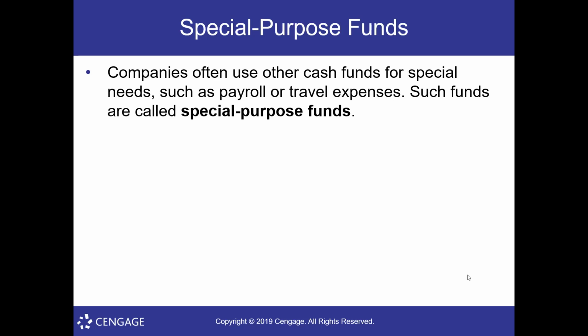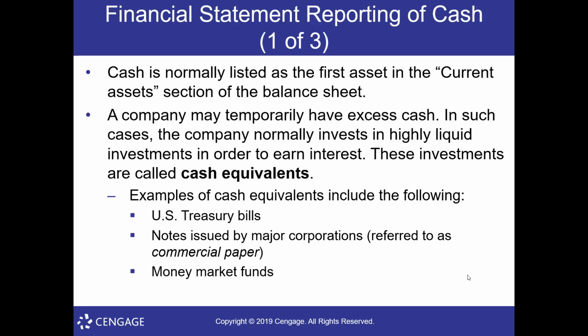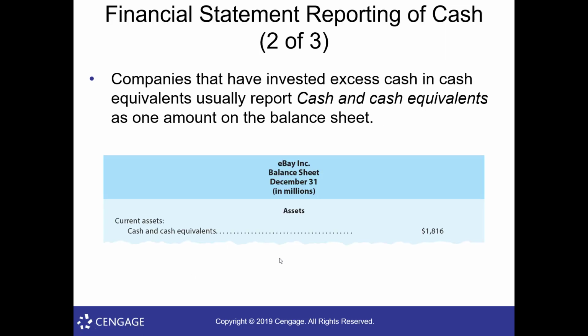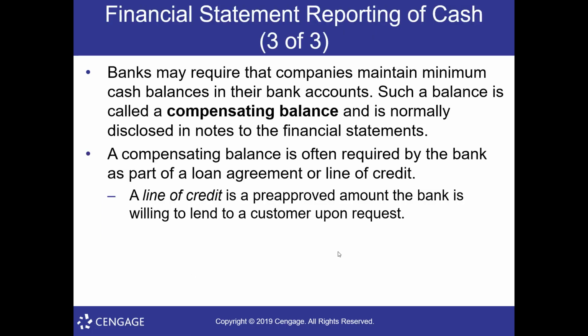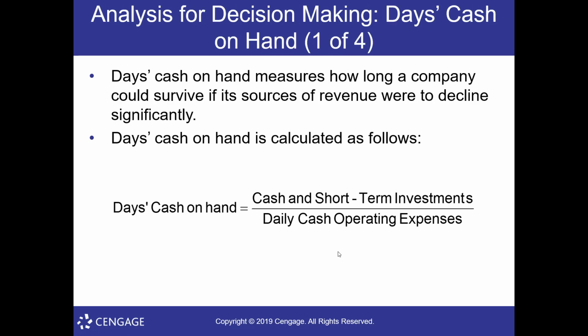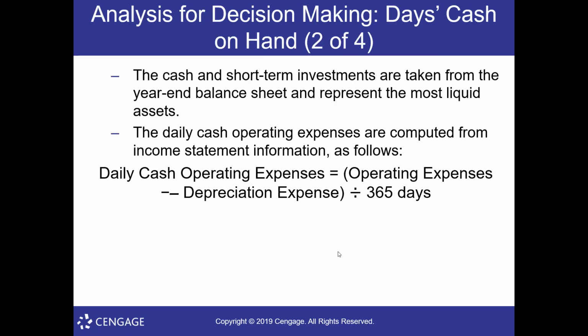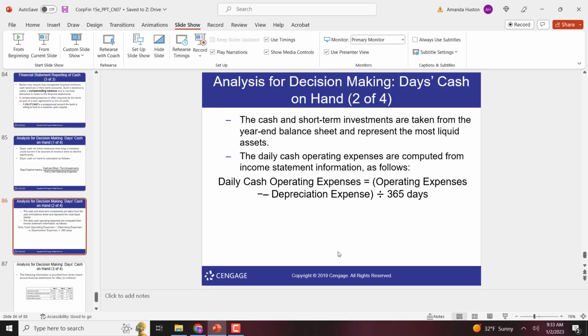Companies often use cash for special fund purposes. On the financial statements, cash is the first asset in current assets, right? Cash and cash equivalents. The other things that are equivalent to cash are US Treasury bills, notes issued by major corporations called commercial paper, and money market funds. So you would say cash and cash equivalents reported on the financial statement. We're not going to talk about compensating balances, and we'll do this at another point. So that's the overview. I'll make a separate video of how to do this in Excel.